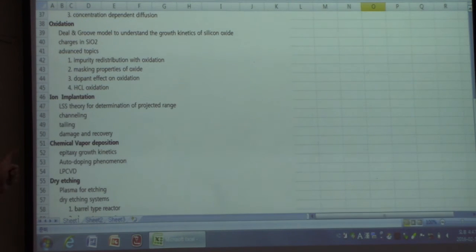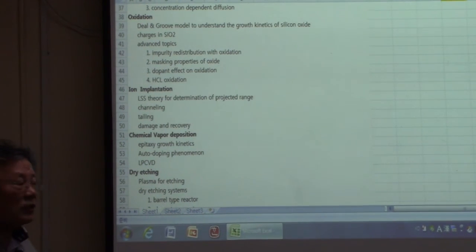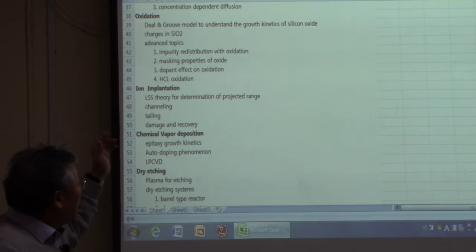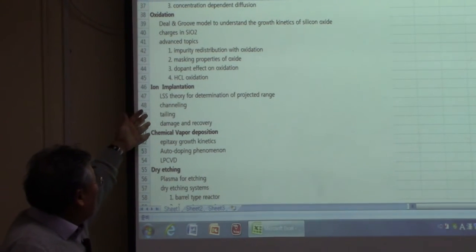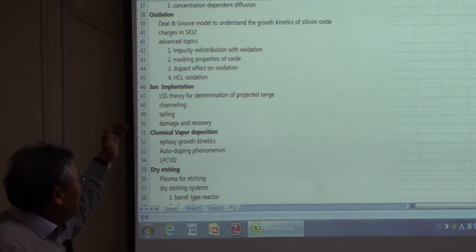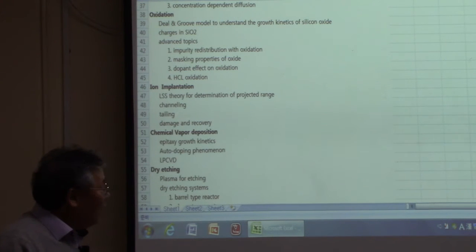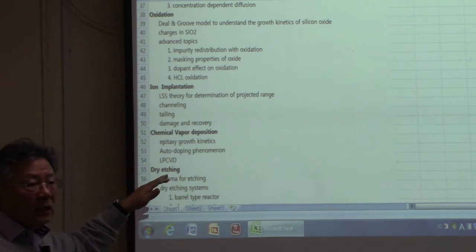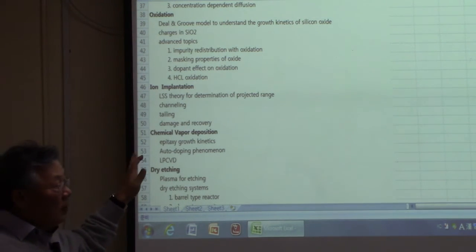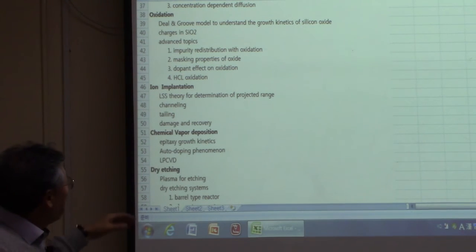Okay, as a theory, we are going to cover the LSS theory to find out the projected range, in other words, the junction depth after the ion implantation. And for the processes we're going to discuss channeling, tailing, and the damage and the recovery. The damage is unavoidable because it's basically a physical collision.